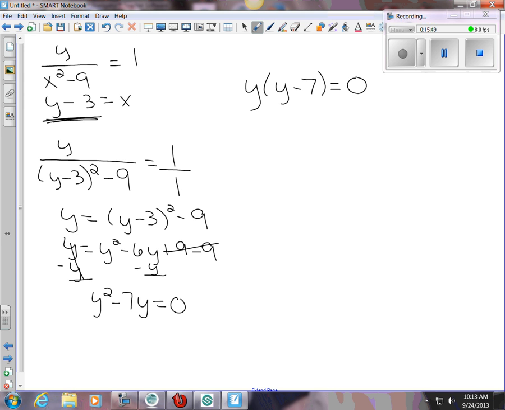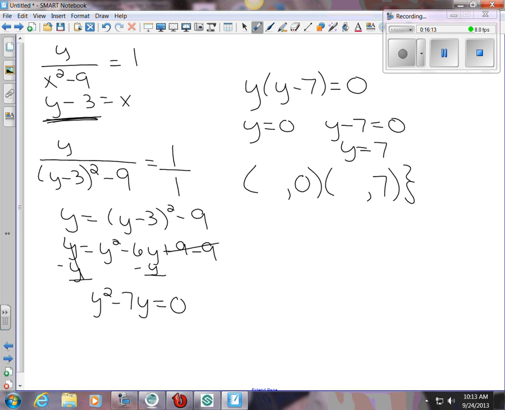What is that rule called? Zero. Close. Zero product rule. So we wind up with two values of y. We've got 0 and we've got 7. Great. That's not so bad, is it?